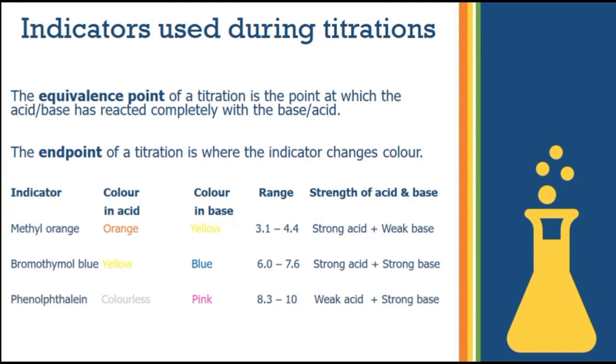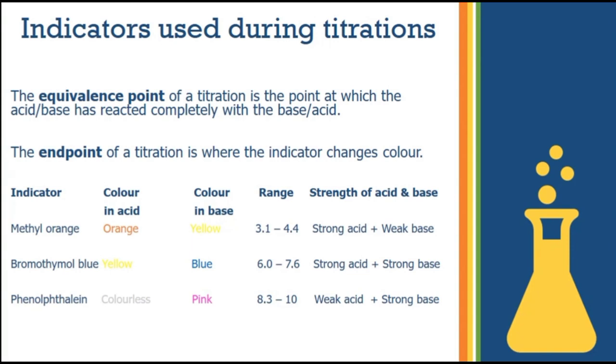So when you are dealing with a strong acid and a weak base, you're going to use the best indicator for that, and that is methyl orange, because you want to get the best results. What about when you have a strong acid plus a strong base? In other words, we're talking about a situation where we react, for example, hydrochloric acid with sodium hydroxide, strong acid and strong base. You're going to use bromothymol blue.